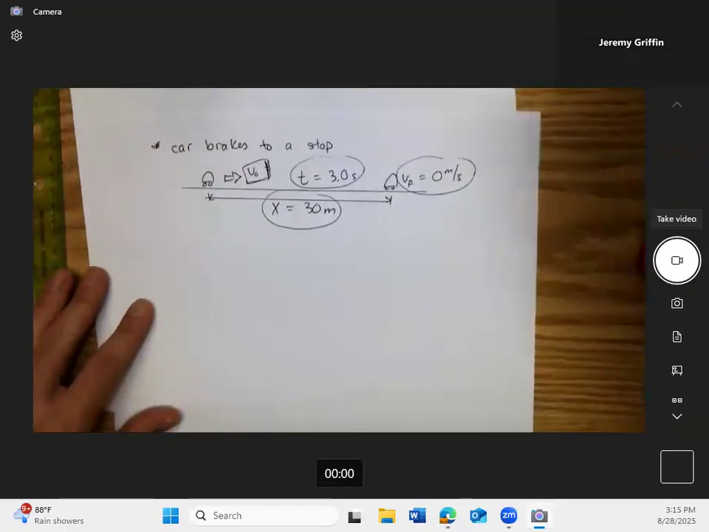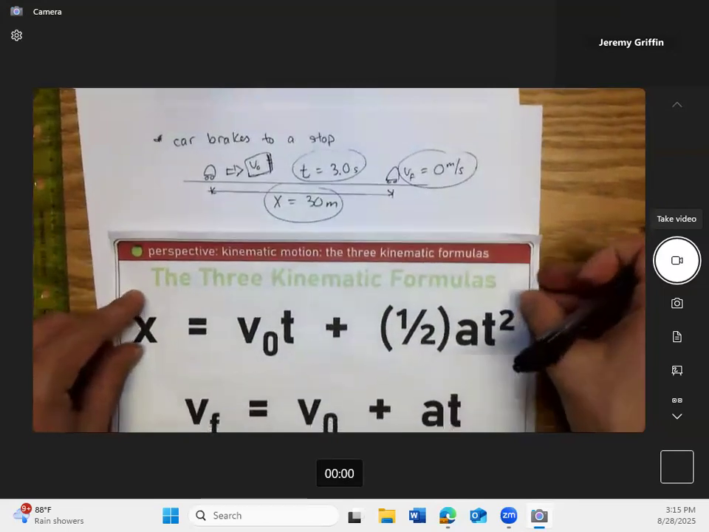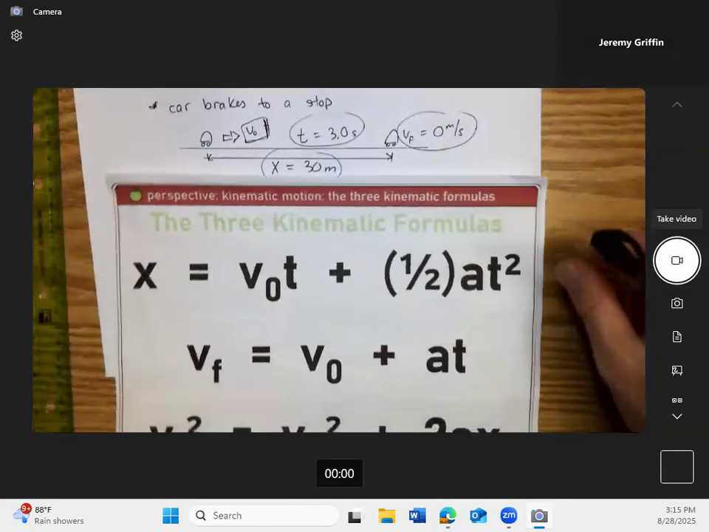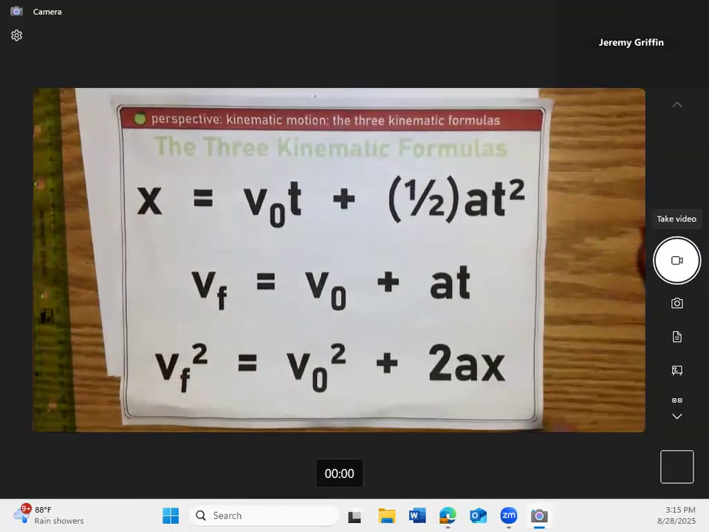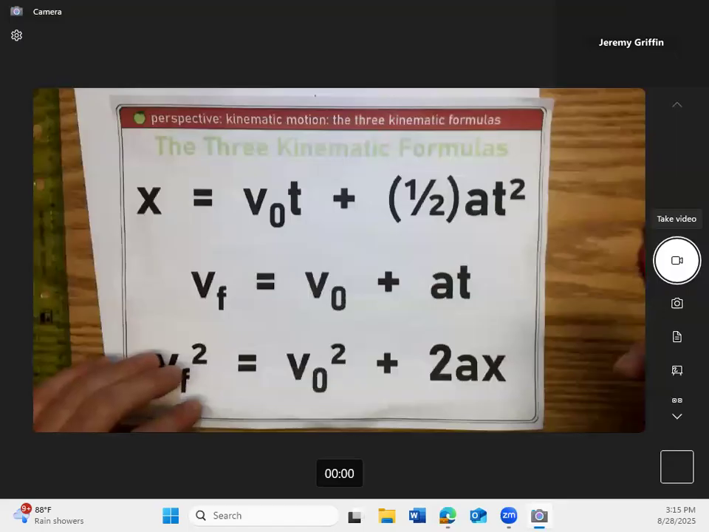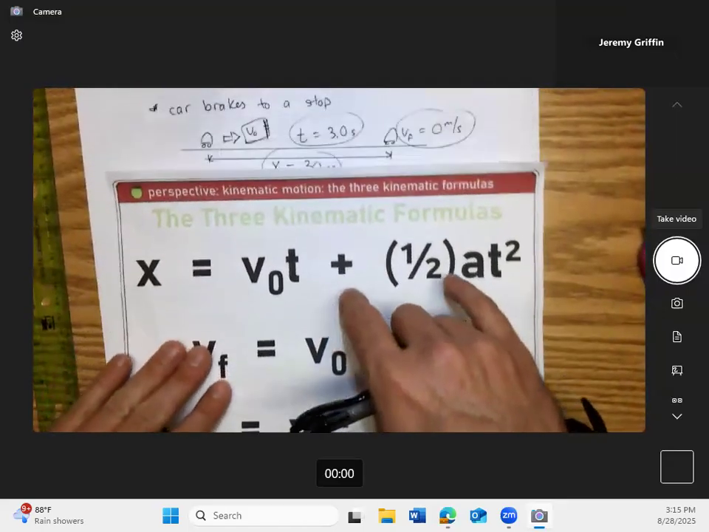Now, let's look at the kinematic formulas. Suppose you went to your go-to method. You start shopping around for equations. What do you think would be a good one to pick? First, second, or third? Let's say you pick the first one. You start plugging in numbers, running with it, see what happens.